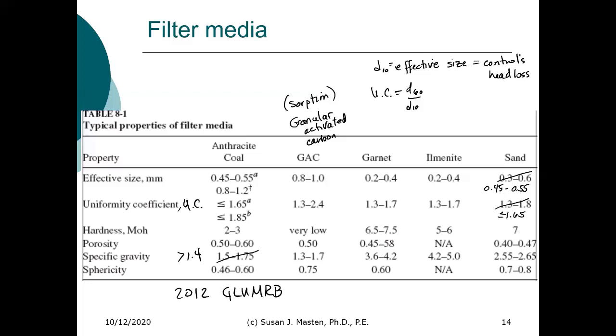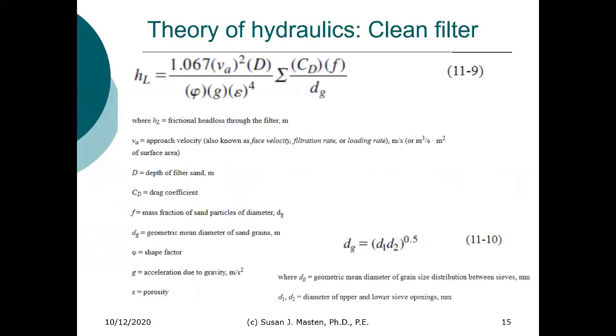Last thing that I haven't mentioned is porosity. The porosity is the volume of the voids divided by the total volume. So that's the porosity. There are a number of equations that are used to relate head loss to the various different parameters that we measure. This is just one of them. I'm not going to go into this in any great detail, but I want to mention a few things.